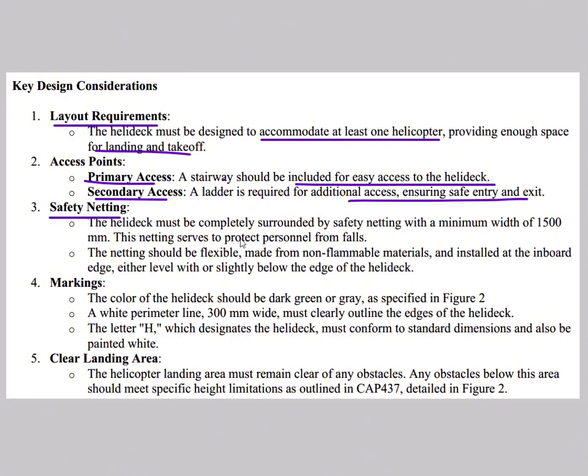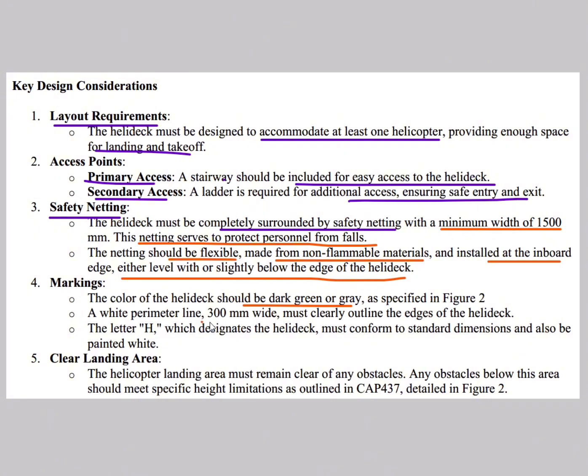Safety netting should be provided all around. The helideck must be completely surrounded by a safety netting with a minimum of 1500 mm width, and this netting serves to protect personnel from falls. Netting should be flexible, made from non-flammable material and installed at the inboard edge, either level with or slightly below the edge of the helideck. Markings: the color of the helideck should be dark green, and a white perimeter line 300 mm wide must be clearly outlined at the edges, and hatch marking also should be there.